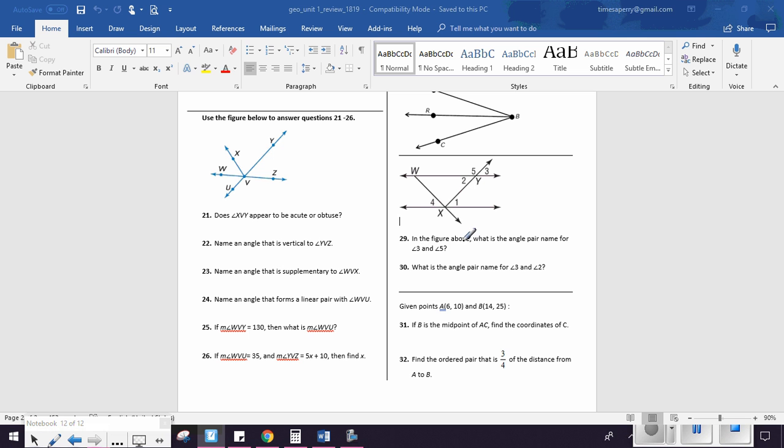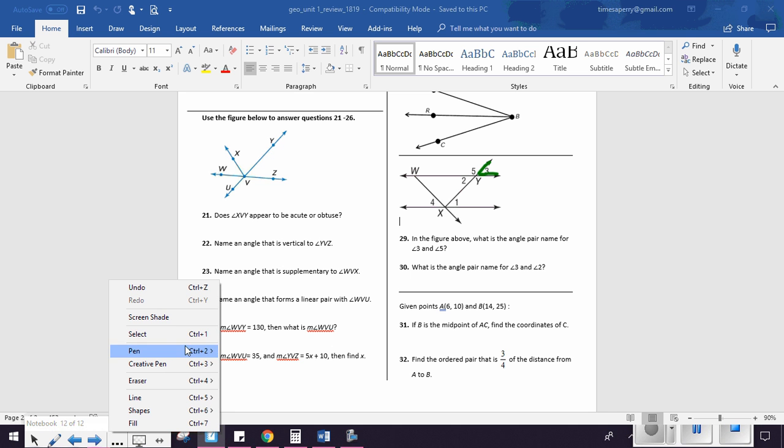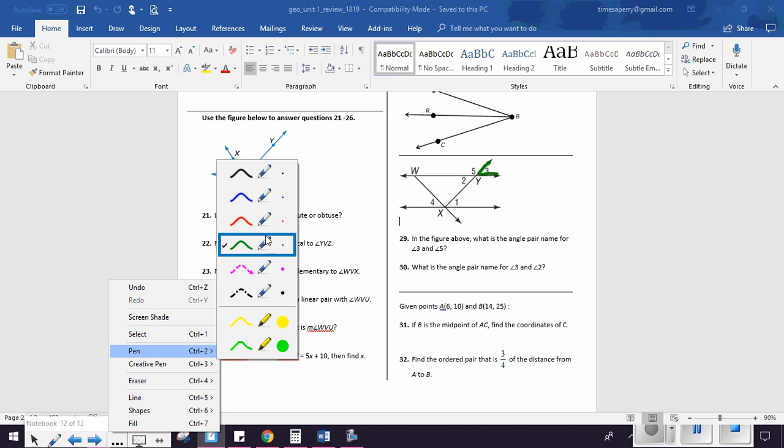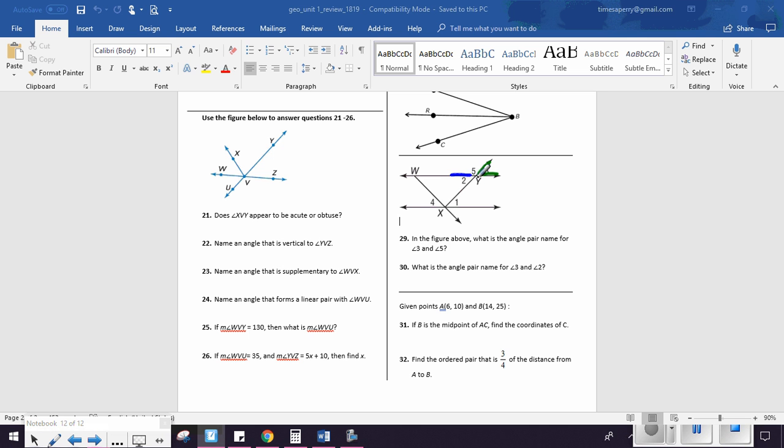Number 30 says, what is the angle pair name for angle 3 and angle 2? So angle 3 and angle 2 together make a perfect X, only touching at the vertex, so those are vertical. We don't have any measurements at the time to determine if they're complementary or supplementary, so vertical is the only thing we know for sure.